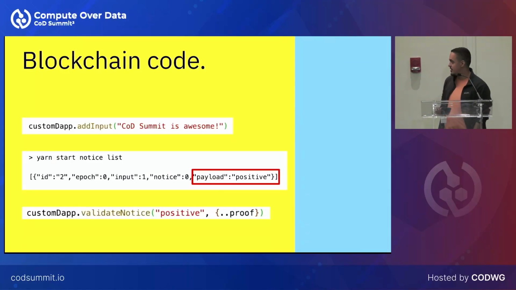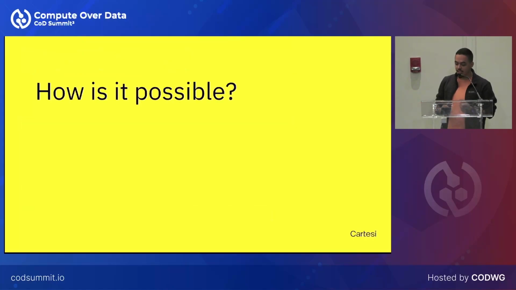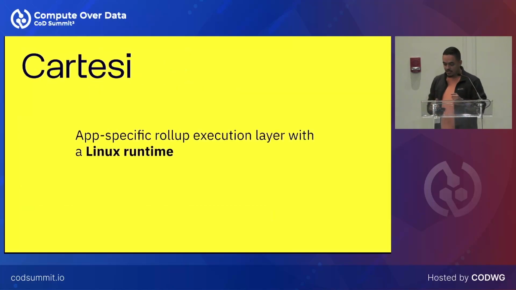What becomes impressive is, inside the smart contract development environment, meaning could be any other contract, you could go back to that contract and call a validated notice function and check whether or not that positive thing that was computed outside of the chain is actually valid or not, meaning it is trustless still. And how is it possible? How can we make it so? So Cartesi is an app-specific rollup with a Linux runtime. I'm not going to focus on the Linux runtime first.